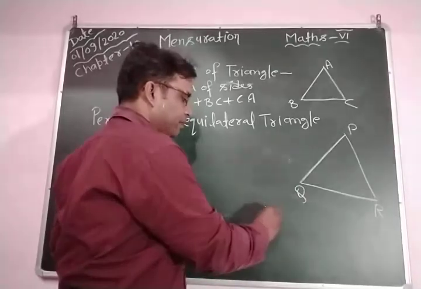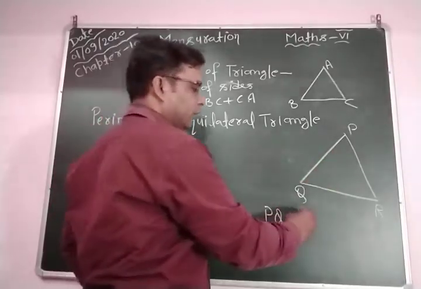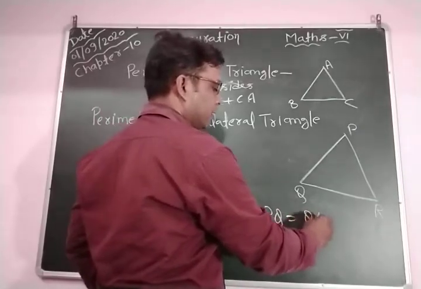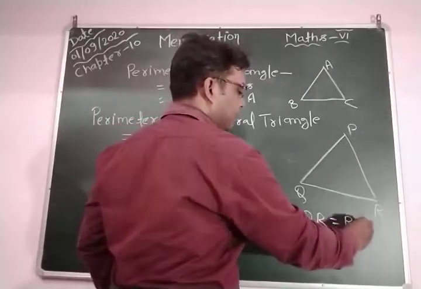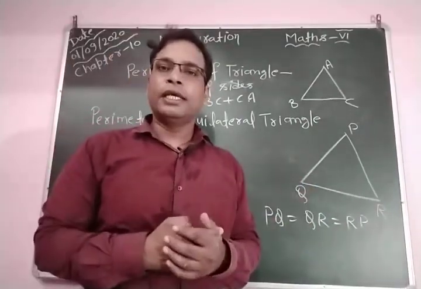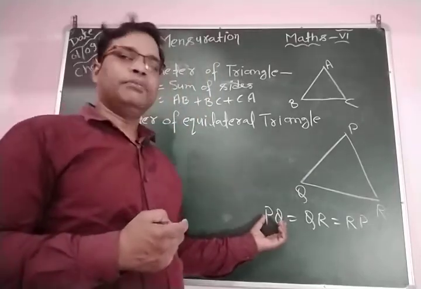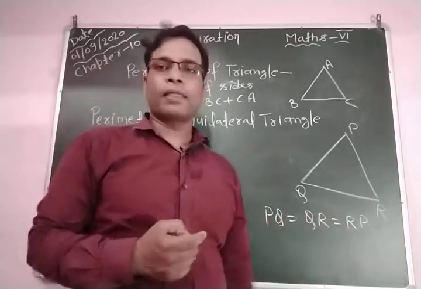So you can say, in equilateral triangle PQR, side PQ is equal to QR is equal to RP, because it is an equilateral triangle. In an equilateral triangle, all sides are equal. So we can write side PQ is equal to QR is equal to RP.